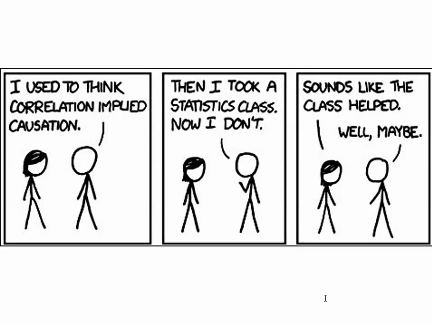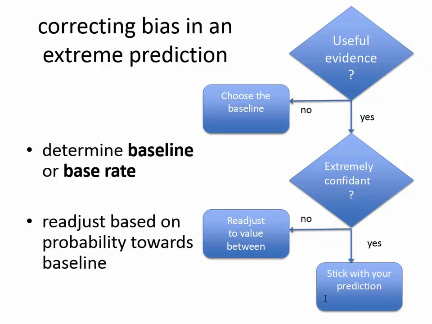4 is the most. So it's really hard to prove correlation and causation. I love this one, yeah. Okay, so yeah, I used to think correlation implied causation. Then I took a statistics class, now I don't. It sounds like the class helped. Well, maybe. Even if we know this, we don't do very well at this.